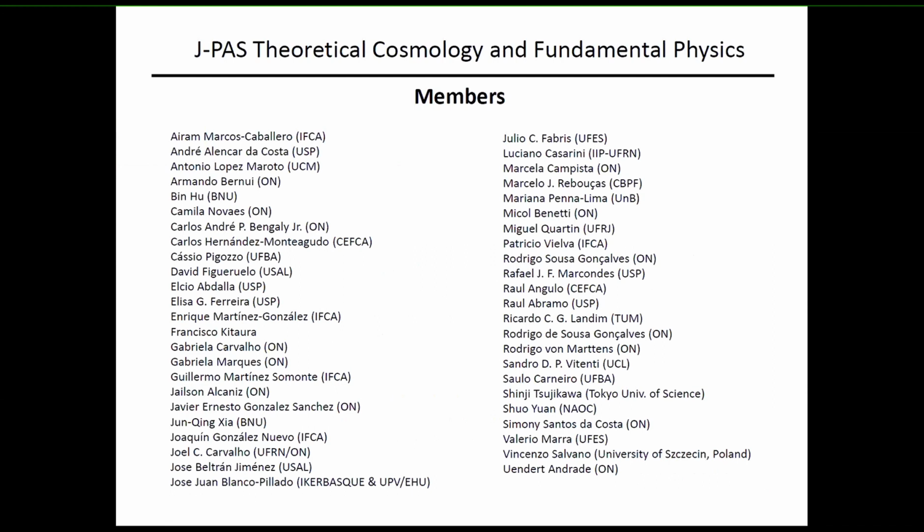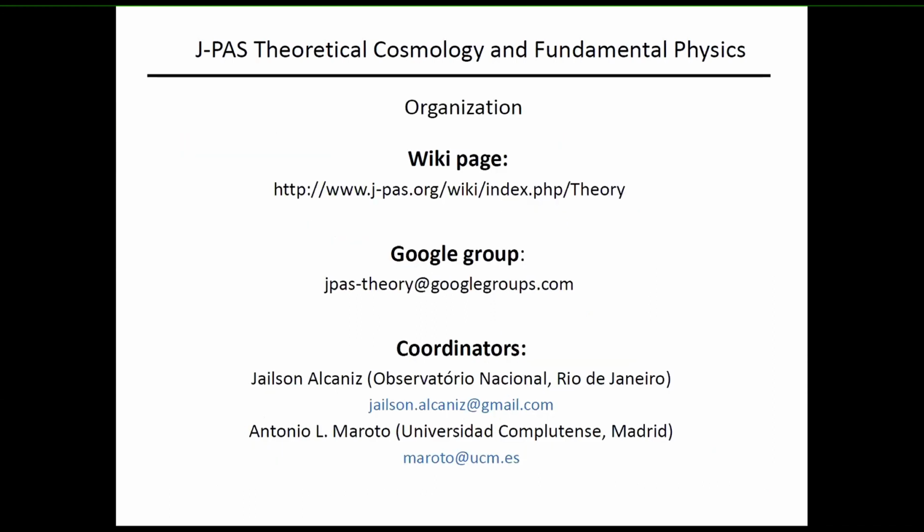So this is an incomplete list of members of the working group. We are still updating this with the new members. So we are now around 40 people in the working group. So this is the organization of the working group. All the information I will give in the talk can be found in the wiki page of the theory group, which is shown here. And communication among the members is through the Google group J-PAS theory, and the coordinators, as you may know, are Jailson Alcaniz from the Observatório Nacional in Rio de Janeiro and myself.